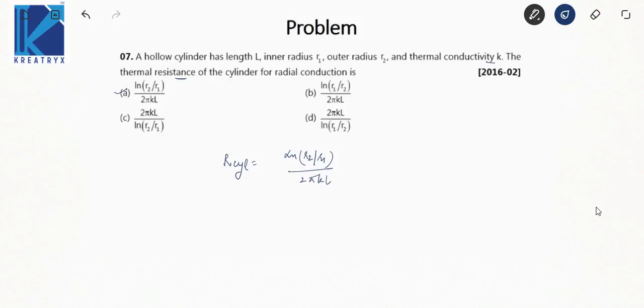so I urge you that your formulas should be on your fingertips. Okay, learn the formulas by heart. Next question.